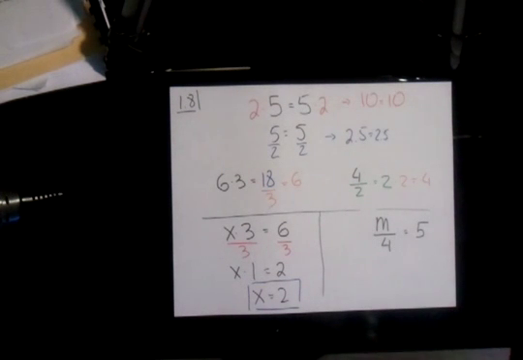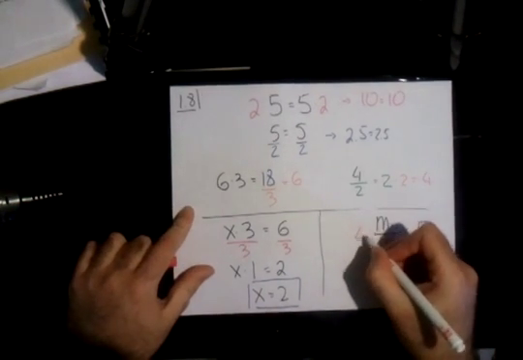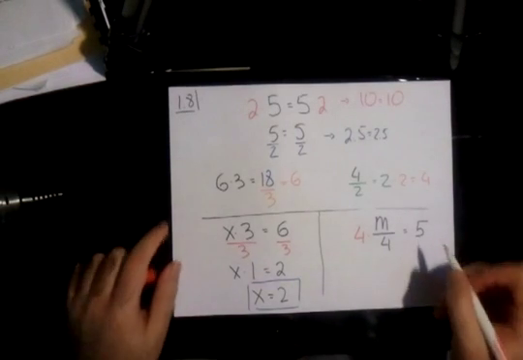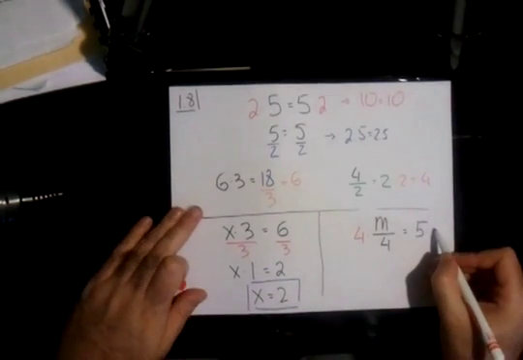I can do that by using an opposite operation. So what's the opposite of being divided by 4? It's to be multiplied by 4. So I'm going to go ahead and multiply this side by 4. And whatever I do to one side of the equation, I have to do to the other side of the equation as well to keep them balanced.